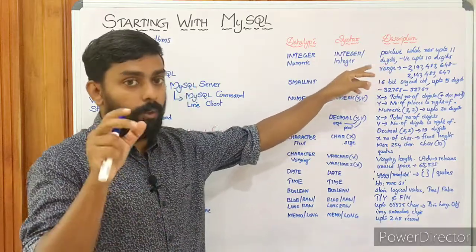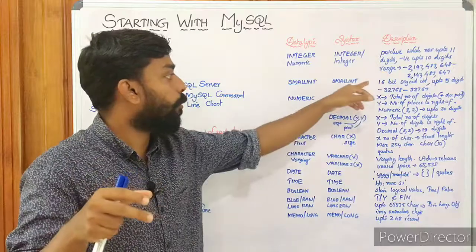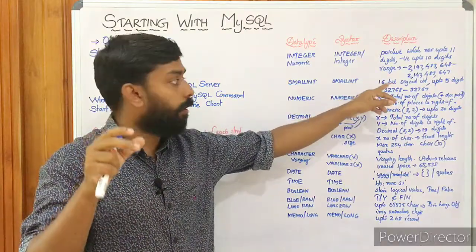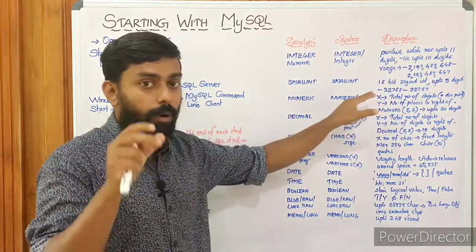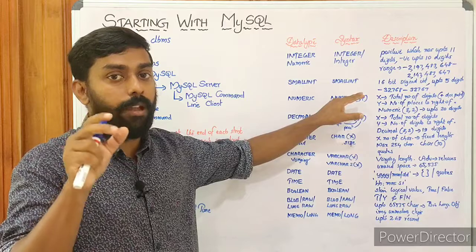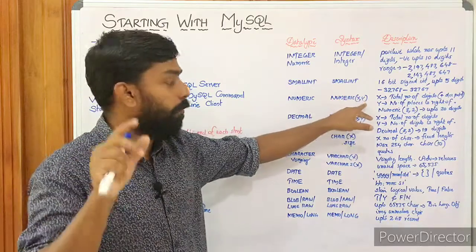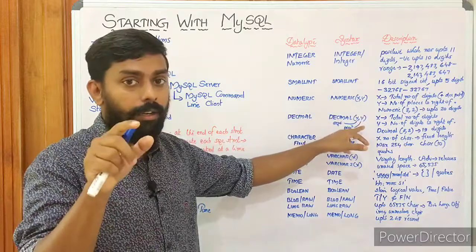Integer supports a huge range, positive up to 10 digits and negative up to 11. Smallint is 16-bit, with 5-digit support. Numeric(x,y) and decimal(x,y): x means the total number of digits in the number, and y the number of digits after the decimal point. Here we need one more space for the decimal point, but here we don't need that space.